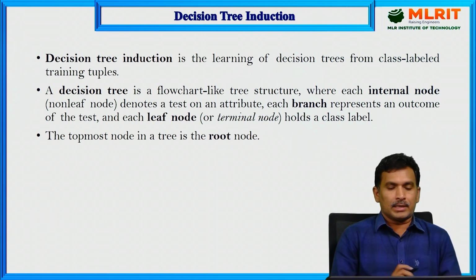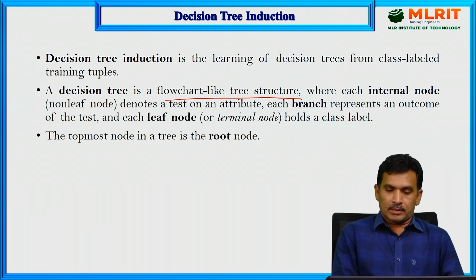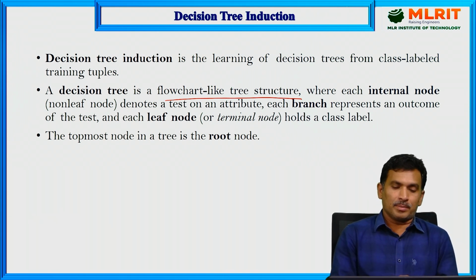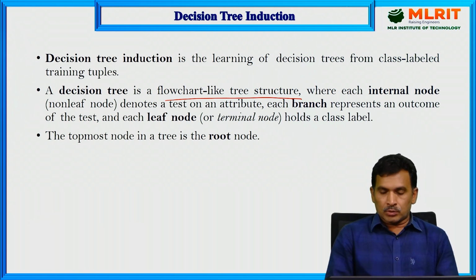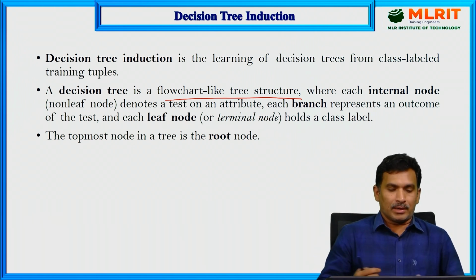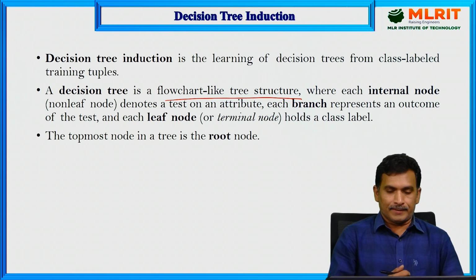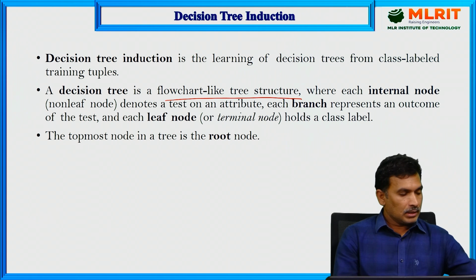It is a flow chart like tree structure, but that is only for understanding, right? Actually, the decision trees would be represented in the form of rules. Each internal node or non-leaf node denotes a test on an attribute. At each step we use an attribute to test, and we split the attributes accordingly. Each branch represents an outcome of the test, and each leaf node or terminal node holds a class label. The topmost node in a tree is the root node.